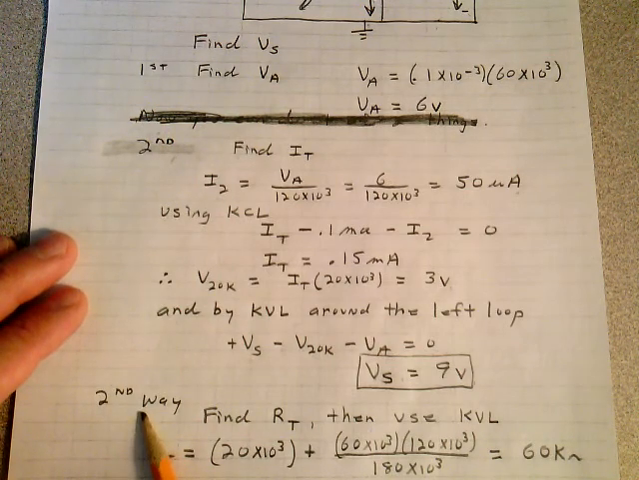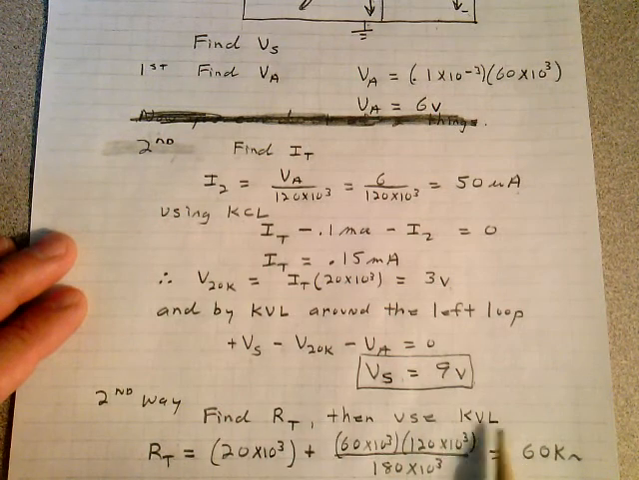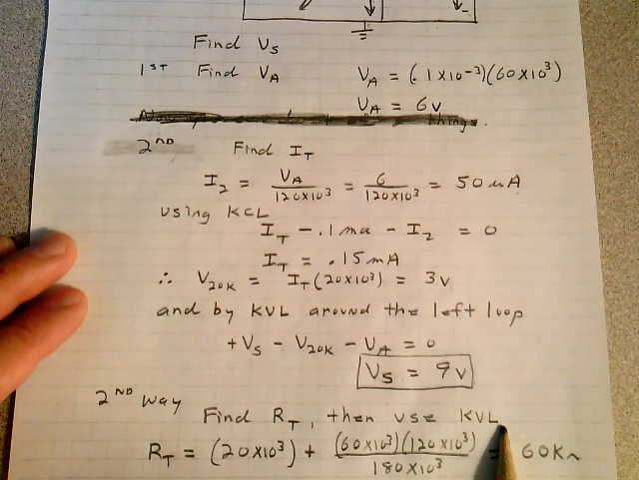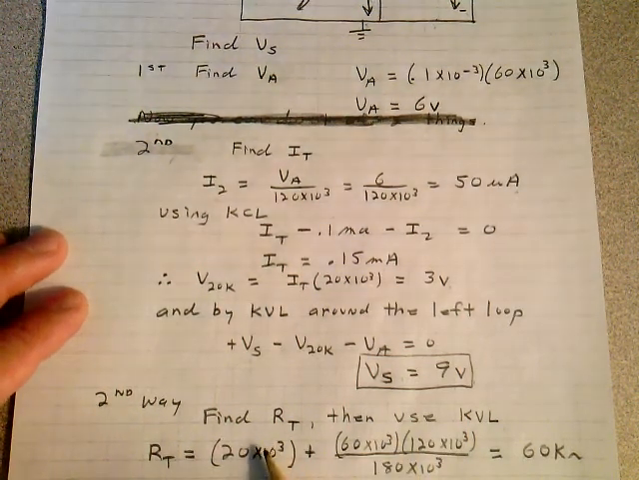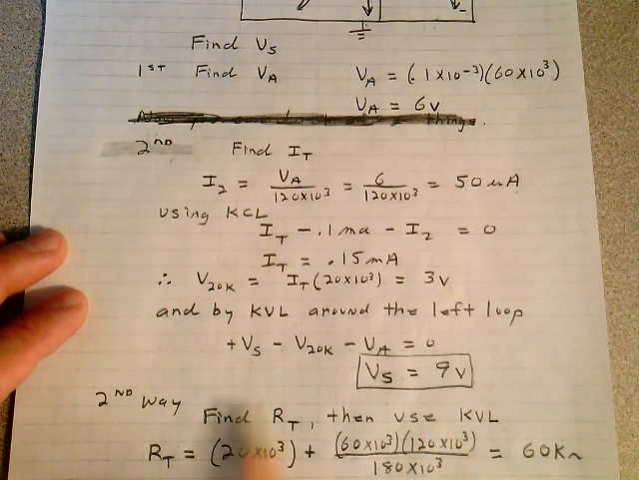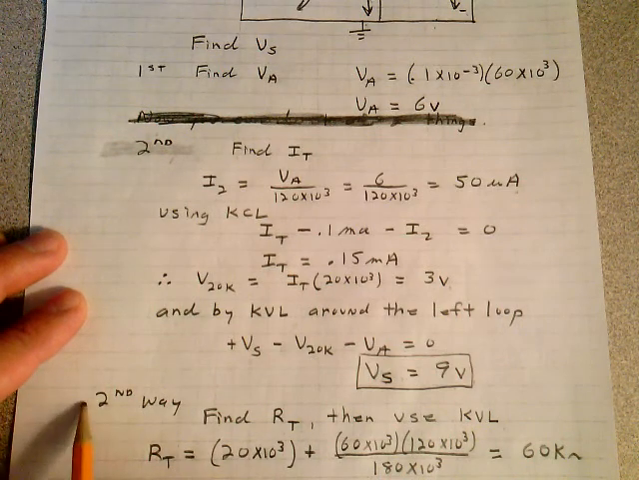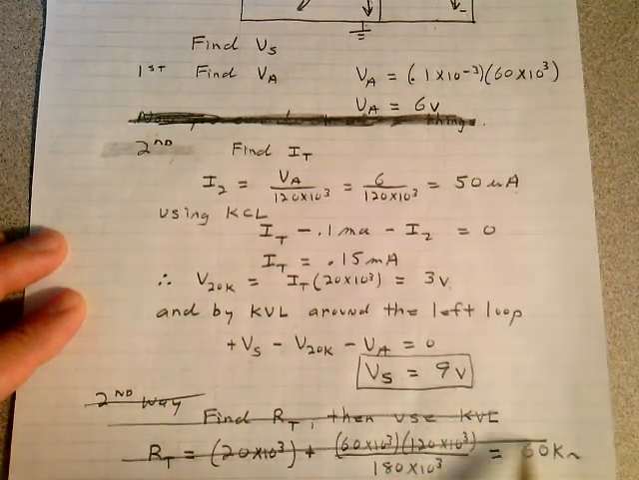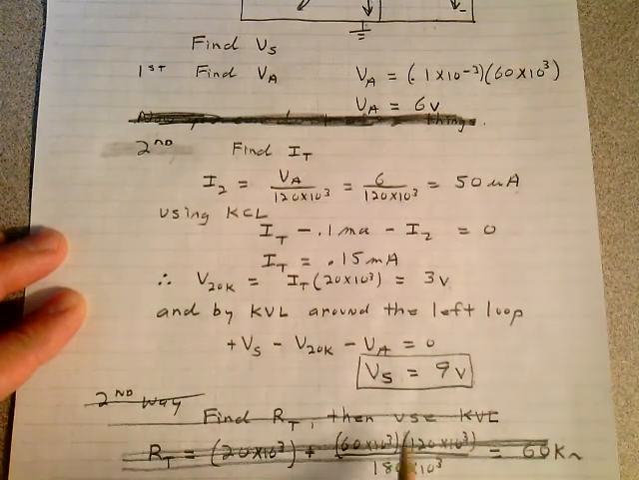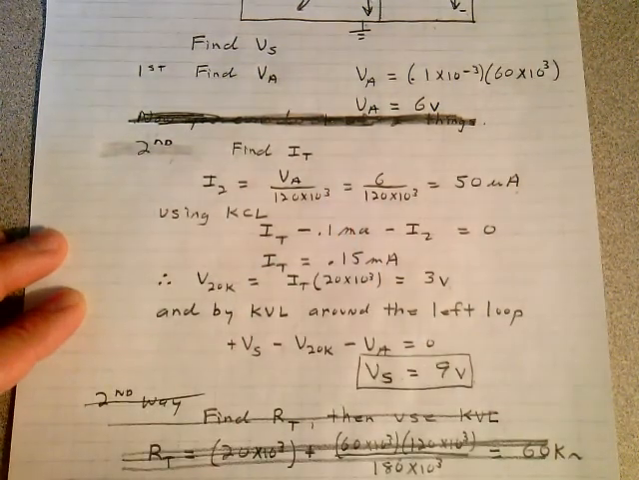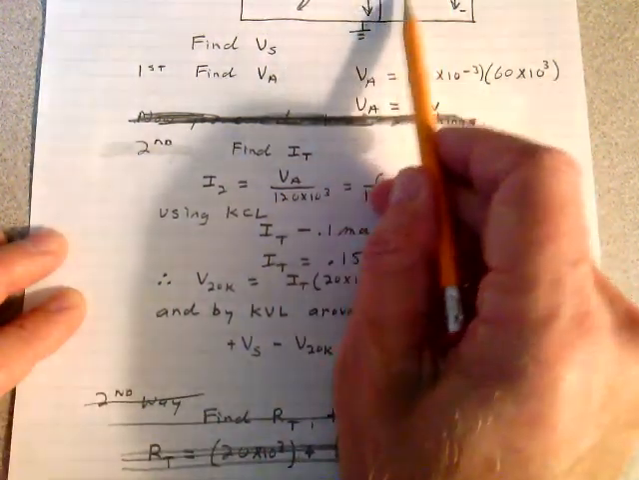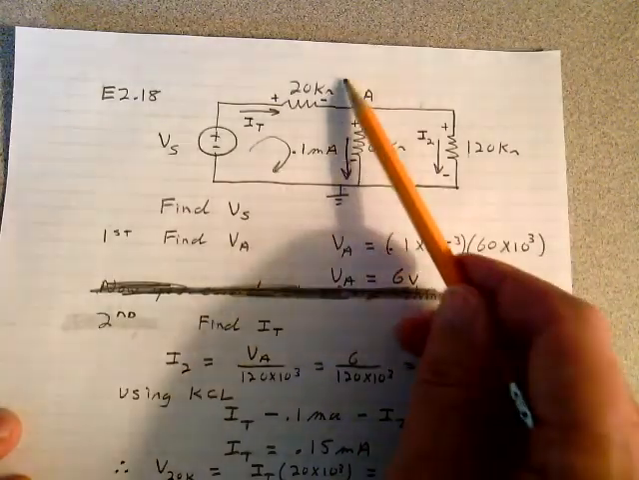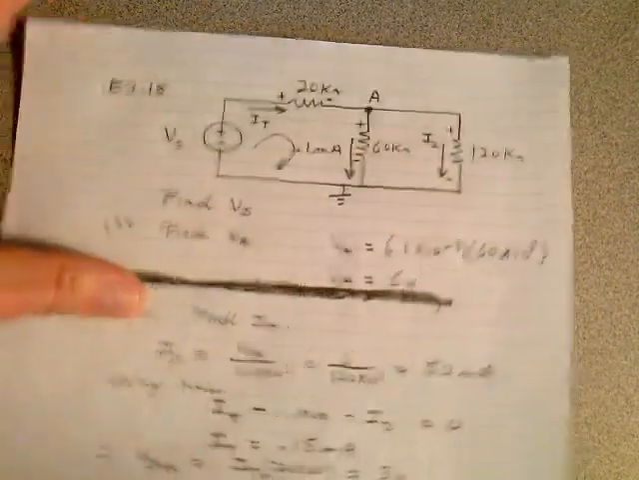The second way in this problem is you can find RT and then use Kirchhoff's voltage law. You can find the total resistance of that circuit, and you could work with that. But I wouldn't even recommend looking at that. That's going to lead you back to this same solution, to tell you the truth. You know what? There's not a second way to do that. The only way to do this problem is look for 2 out of 3, and you know it here. And you find VA. The answer is 9 volts.